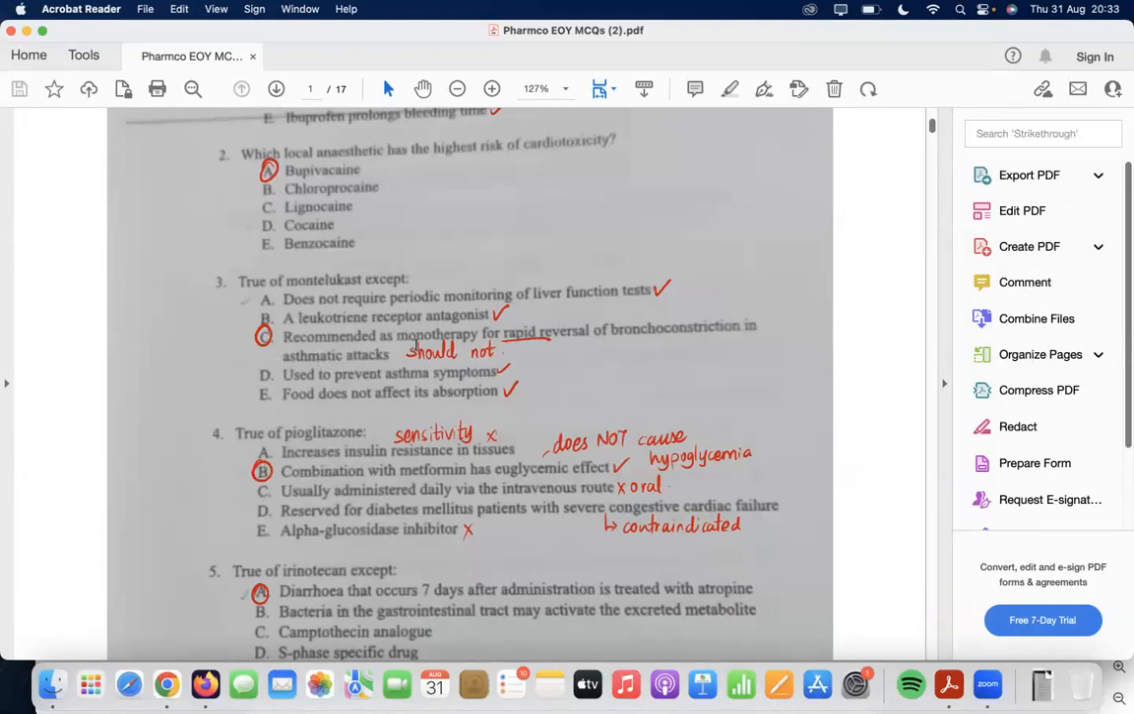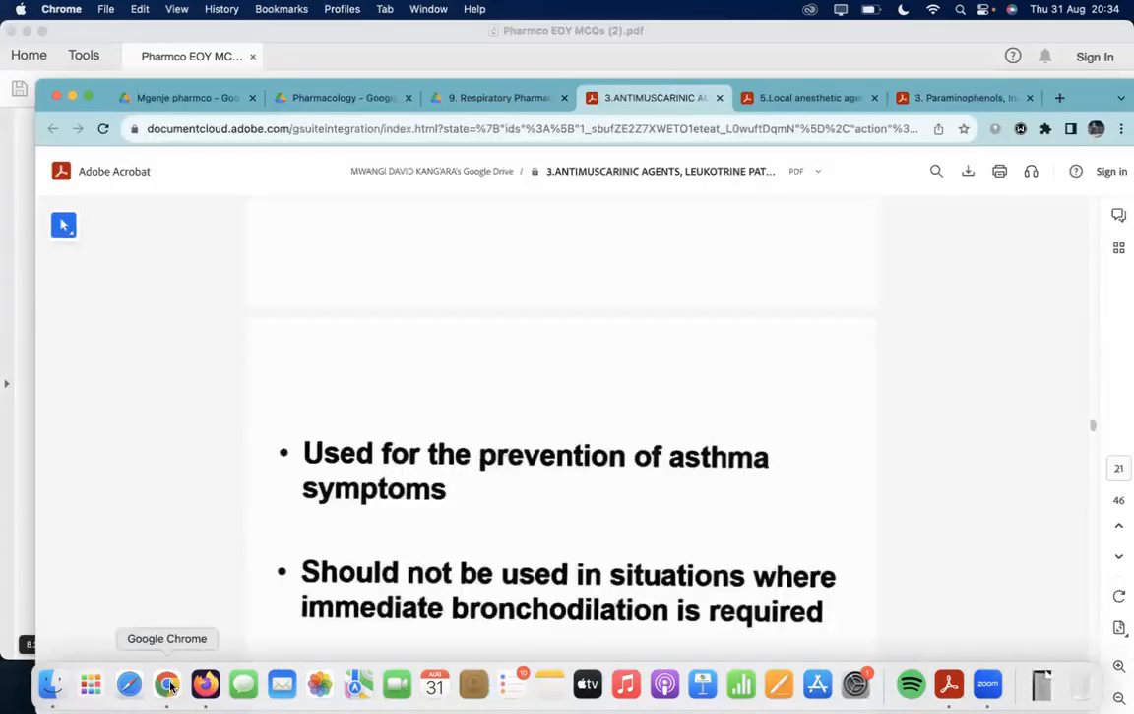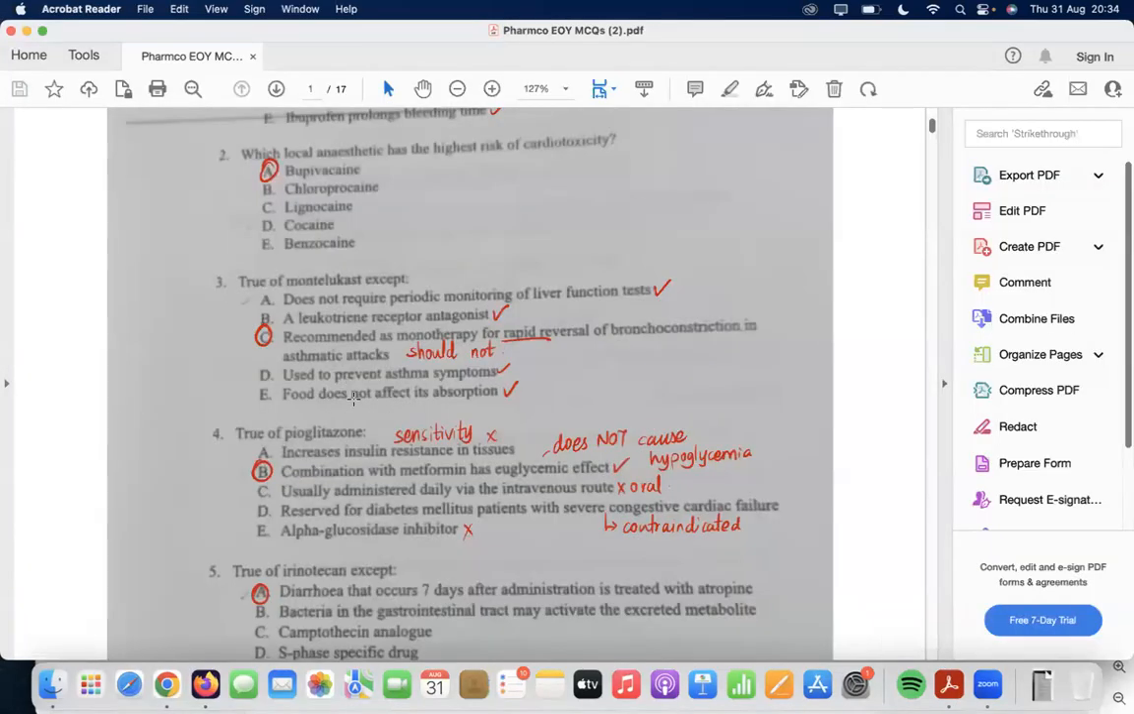Recommended as monotherapy for rapid reversal of bronchoconstriction in asthmatics. Okay, I don't think it's for rapid reversal. I think it's more of a slower process. Used to prevent asthma symptoms, yes, obviously, because it's in the topic respiratory, so under asthma. So yes, it's used to treat asthma. It's used for the prevention of asthma symptoms, yes. Food does not affect absorption, that's true. So the answer is C, because the others are all true.